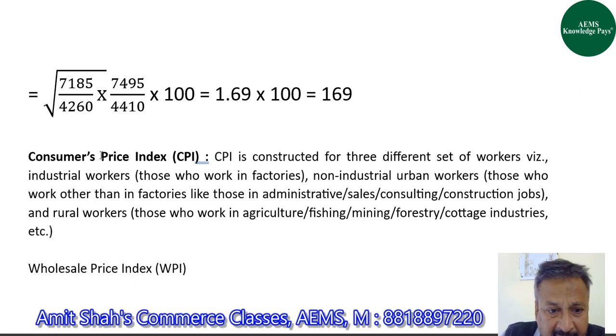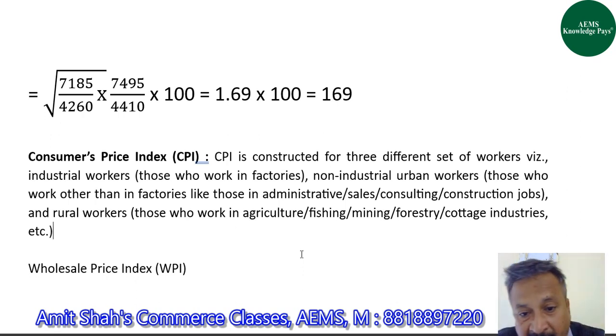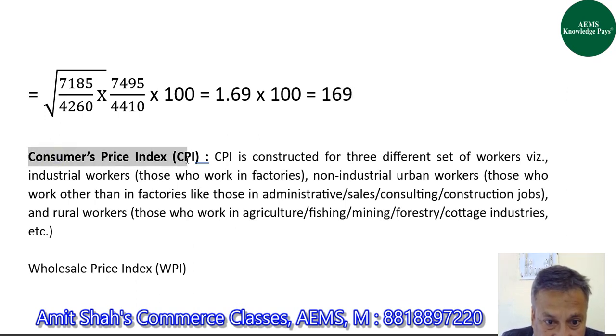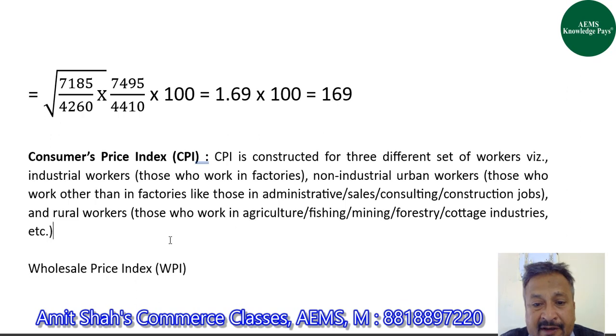By making CPI for these three different types of workers, the government gets to know how these three different sets of workers get affected because of rise in prices. And accordingly, government takes actions. Based on government's calculation of CPI, governments keep increasing salaries of government employees by giving them an allowance known as dearness allowance.